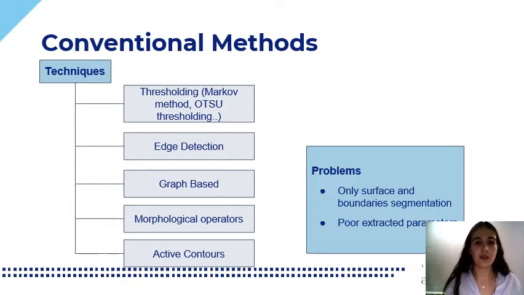The first one is conventional methods. Conventional is a word I use to describe algorithms based mostly on image processing techniques and that do not include any type of learning mechanism. These techniques are mostly based on pixel classification and segment the image based on quantifiable features like image intensity and gradient magnitude. However, since they perform way better in segmenting the surface and boundaries, because that's where changes in the pixels are more detectable, the type of parameters we can extract from this kind of segmentation are still very poor.